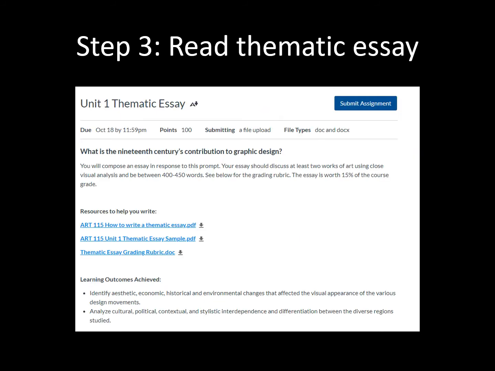And then finally, for Unit 1, you have a thematic essay in which you're supposed to think about and develop a thesis about the 19th century's contribution to graphic design. Honestly, you could probably write that essay after this lecture because I'm introducing a lot of techniques, technologies, and ideas that become really important for graphic design history. So keep that in mind as you go through the material.